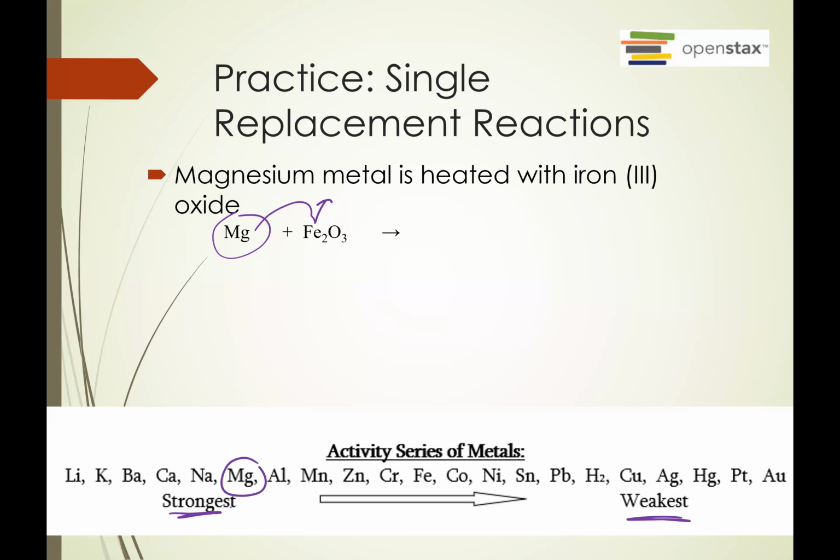So here's magnesium and here's iron. Is magnesium strong enough? It is indeed. So magnesium kicks out iron, and we get our equation. And of course, we have to balance it and put our states in.